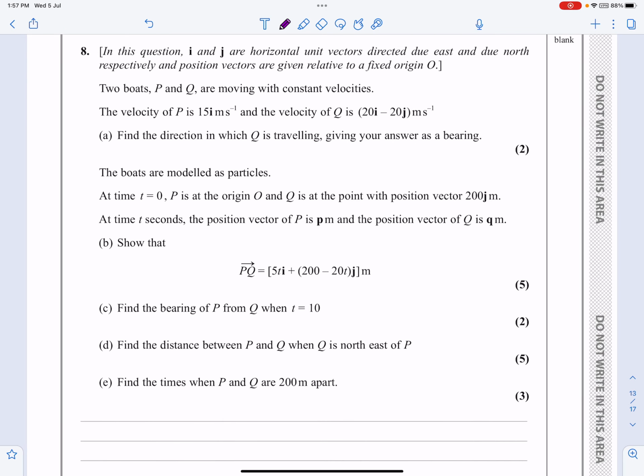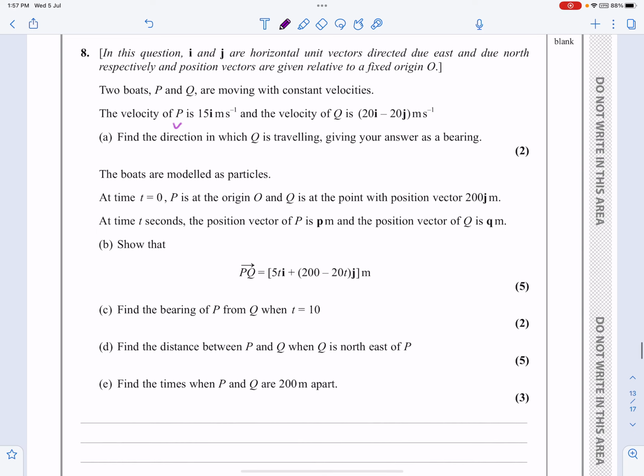Let's look at part A. First of all, it says we've got two boats, P and Q. P is travelling with a velocity of 15i. Q is travelling with a velocity of 20i minus 20j. And part A says find the direction Q is travelling in, and tells me to give it in terms of a bearing. Okay, that's relatively straightforward.